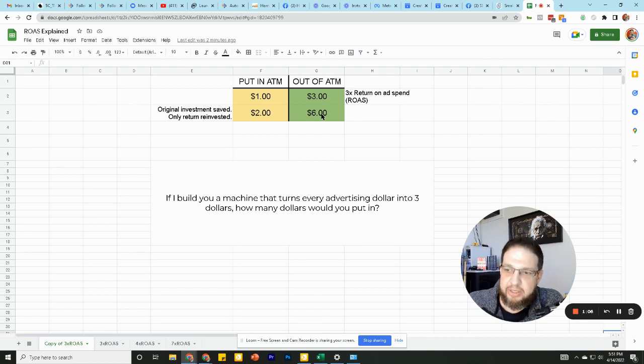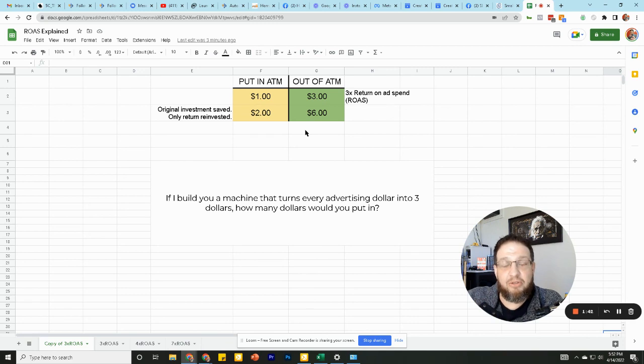The question is, if I was to set up your ads and build you a machine that would give you 3 times return on ad spend, how much money would you put into the ATM? I basically broke it down to show you some numbers, because some people are like, oh, well, I'll just put in $250. And I'm like, okay, that's great. So we'll run it for a month.